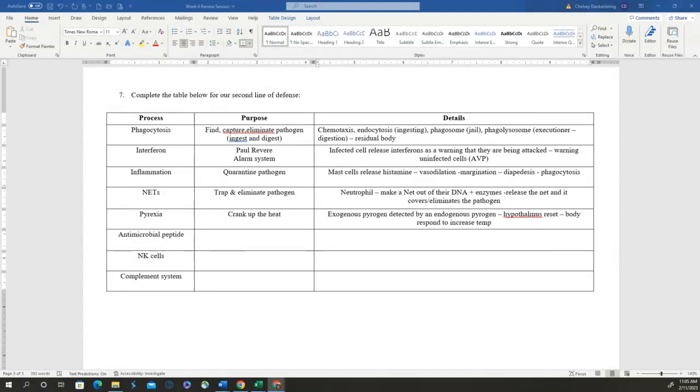Okay, so increasing our metabolic rate, shivering, and vasoconstriction are 3 responses the body does in order to reset our body to a higher degree.